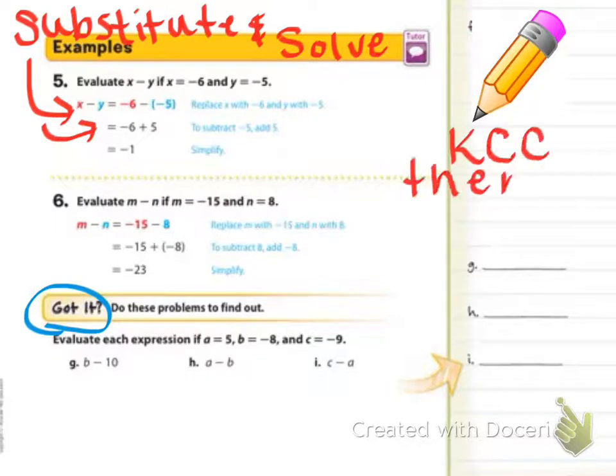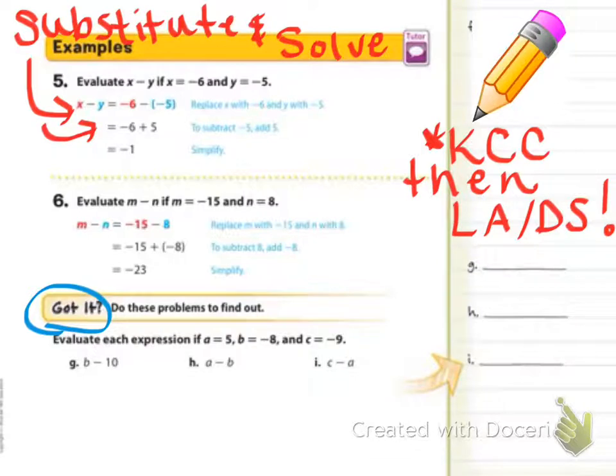These are basically the same thing we've been talking about. You need to substitute and solve. So you're going to substitute the variable with the number that's given for x and y in example number 5. Then you see it's a subtraction problem and you need to keep, change, change. Add the opposite. So it's worked out the same way. Basically, the extra step is only doing the substitution. Make sure that you're substituting the correct number for the correct variable. That might be your only tiny mistake.